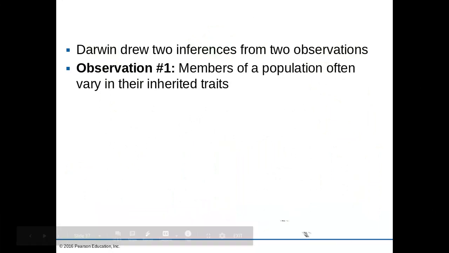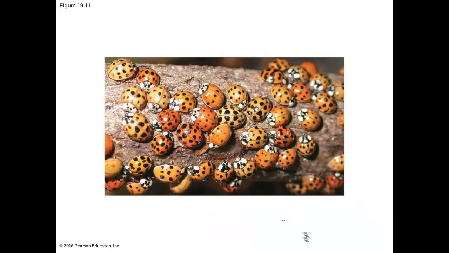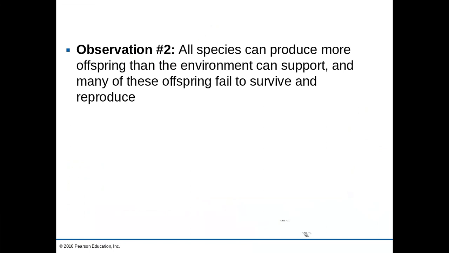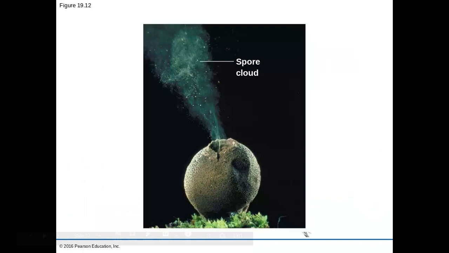So, for example, you could see some of the selection we've done in our vegetables. So he has a couple observations. First of all, he observed that members of a population often vary in their traits. So you can see like all of these are ladybugs, but their spots look different, their heads are different colors, etc. His second observation was that all species can produce more offspring than the environment can support. And so therefore, many of these offspring will not survive and reproduce.